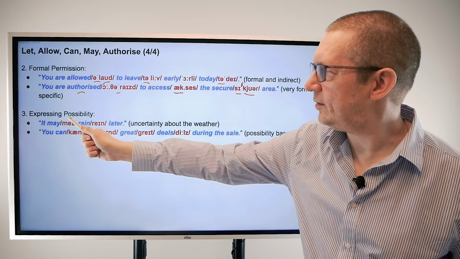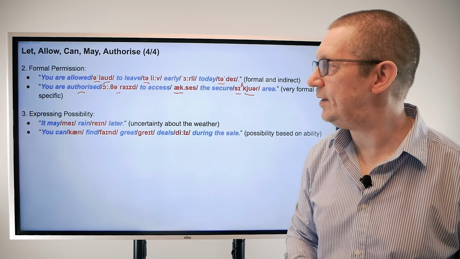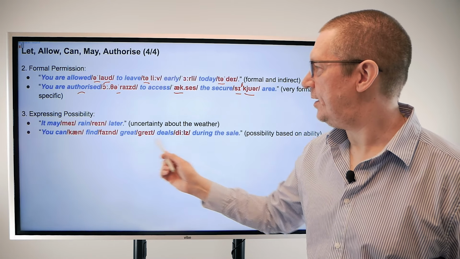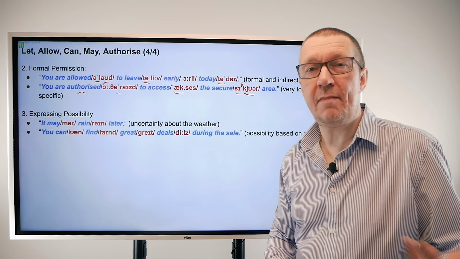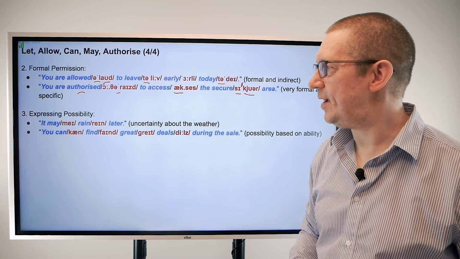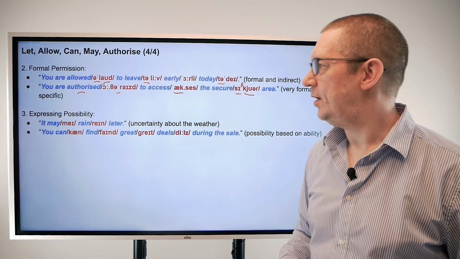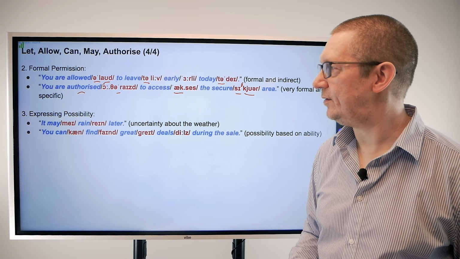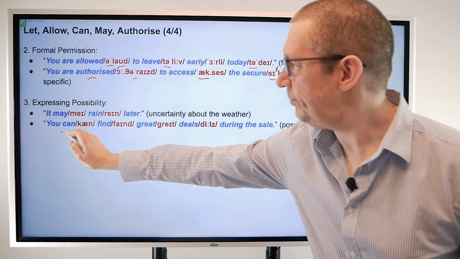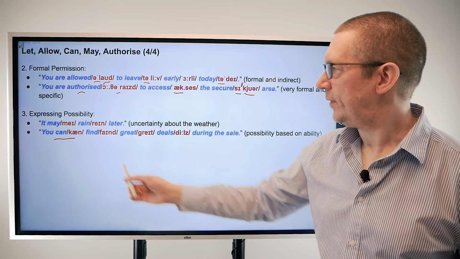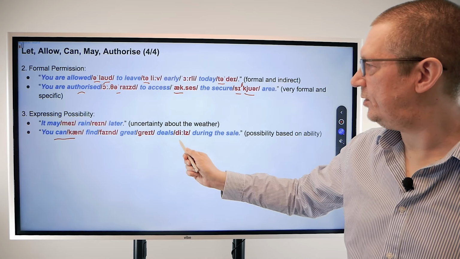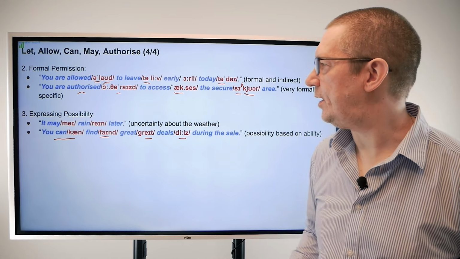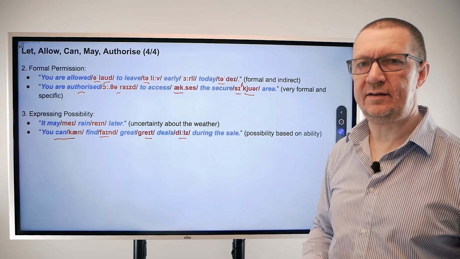Maybe we can have a look at the last one, expressing possibility. "It may rain later." Okay? So we're uncertain. It might happen. It's possible. It may rain later. And the last one: "You can find great deals during the sale." Again, possibility: you can find. Let's have a look. Yeah, all good. Find great deals during the sale.